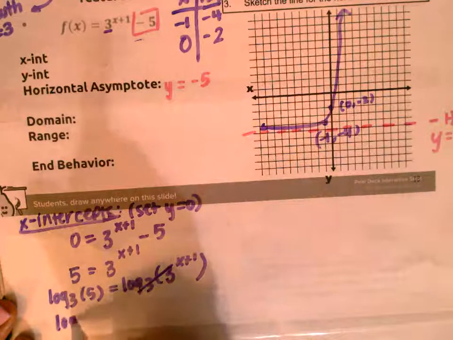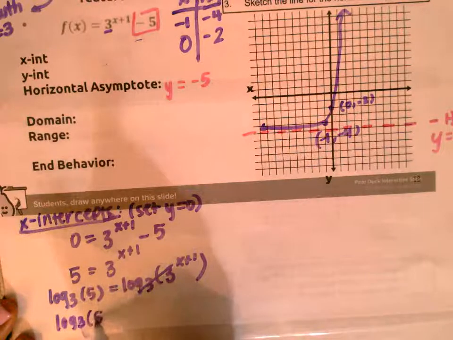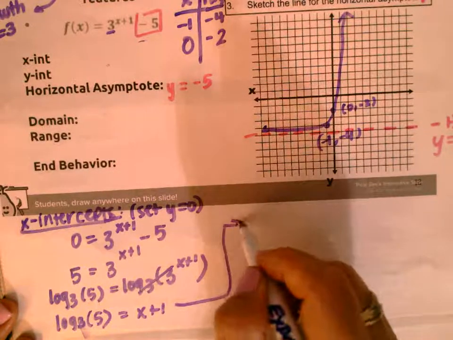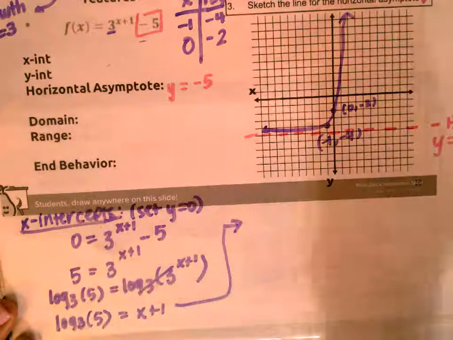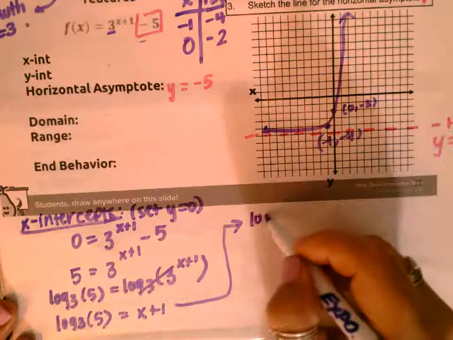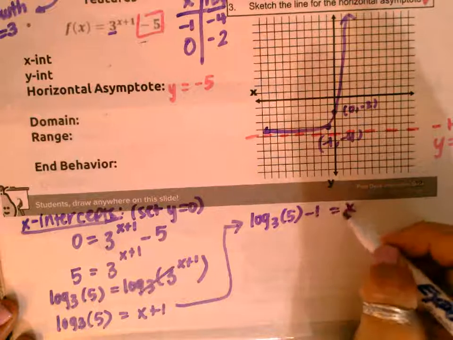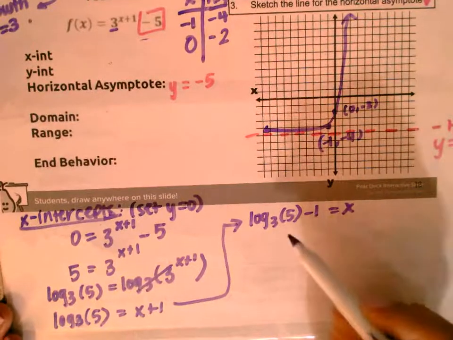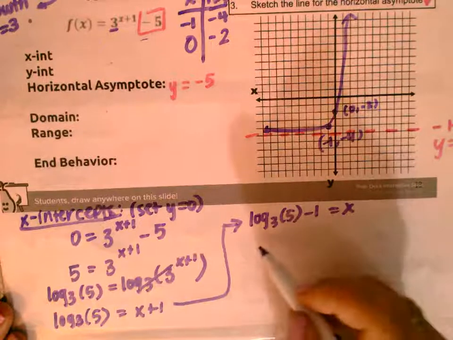So I end up with log base 3 of 5 equals x plus 1. And if I subtract 1 from both sides, I'll get the x coordinate. So log base 3 of 5 minus 1 equals x. Now you might be thinking, hey, that's not a number, but remember, we can use change of base to figure out what this is actually equal to.